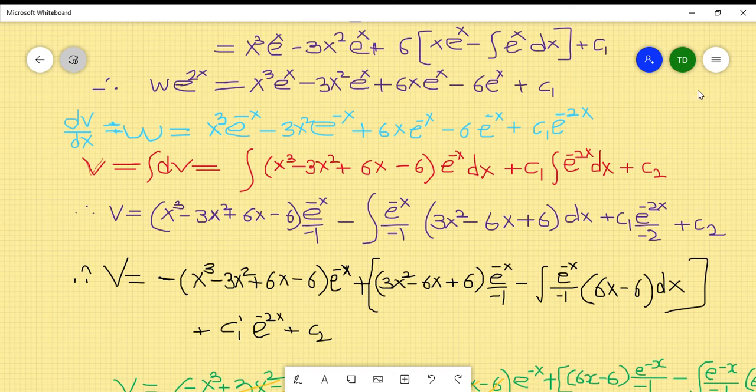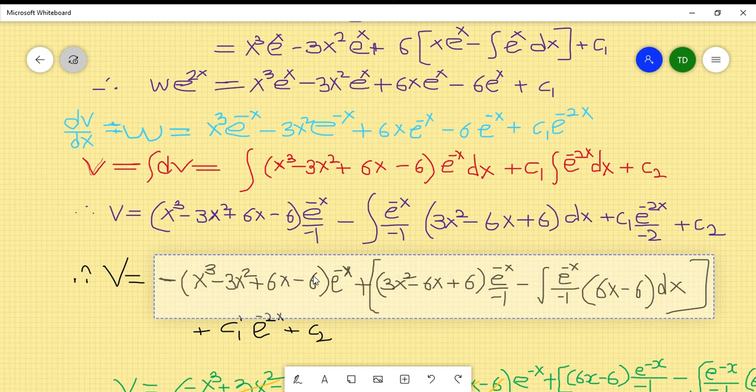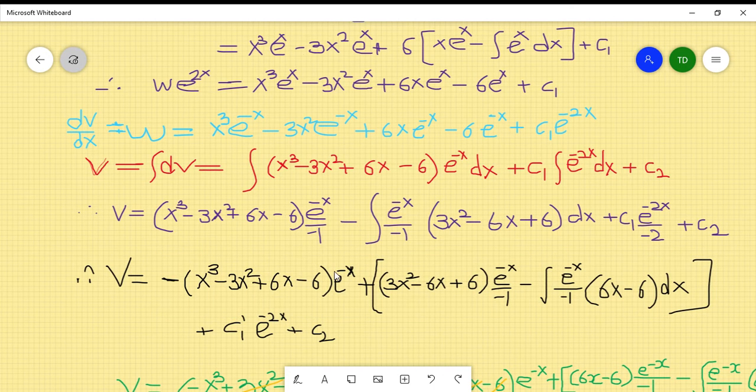equation. So after integration we will get v equal to integration of dv equals integration of this particular expression. We have taken e raised to minus x common, inside we are left with x cube minus 3x square plus 6x minus 6, with respect to x, plus c1 times integration of e raised to minus 2x dx plus c2. So again we perform integration by parts.